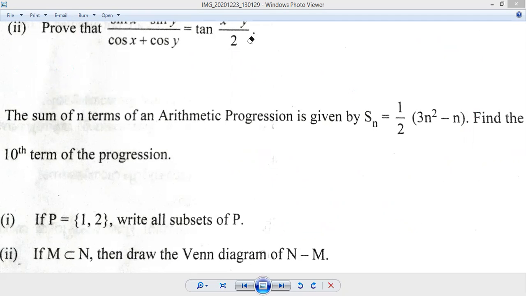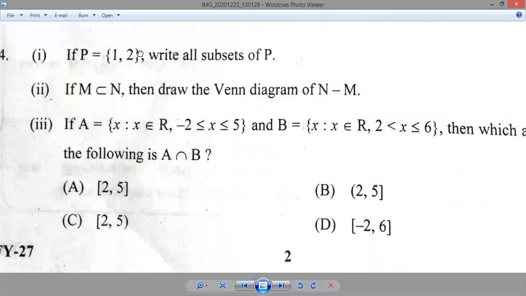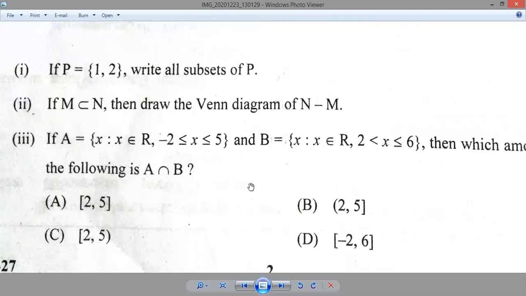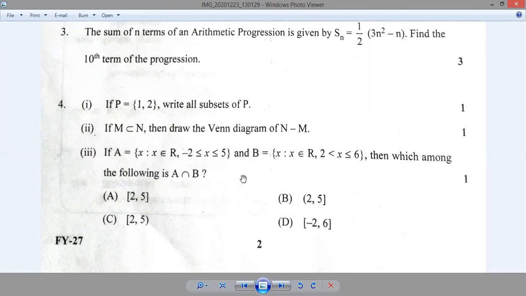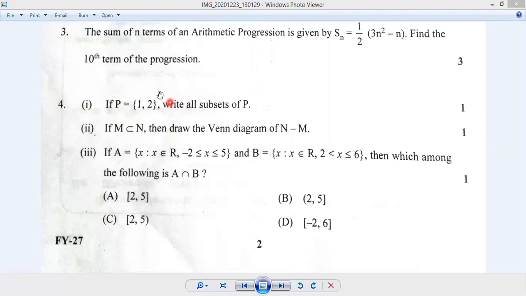Now let's move on to the fourth question, which is from the first chapter, sets. The first question is: write all subsets of the set P, which is equal to {1, 2}. The second question is: if M is a subset of N, draw the Venn diagram of N minus M. Let's solve the first and second parts first. Let me write the subsets of set {1, 2}: set {1}, {2}, {1, 2}, and the null set.